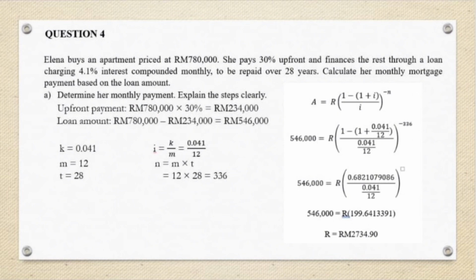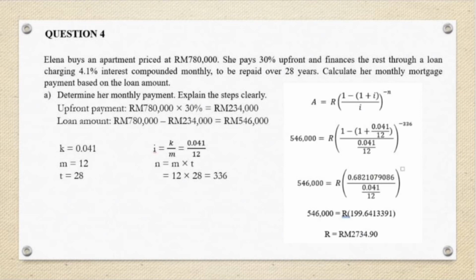Right now, we want to find her monthly payment. And when we see monthly payment, it is a keyword for the topic of annuity. It is stated that there is 4.1% interest, which means the K will be 0.041. M equals 12 because it is compounded monthly. T equals 28 since it needs to be repaid over 28 years. I equals K over M, which equals 0.041 over 12. N equals M times T, which is 12 times 28 equals 336.